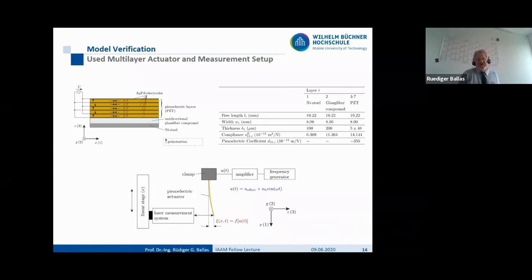Yeah, you see the measured quantity of deflection characteristics. And on the other side, you see the clamp for the actuator. And I used a frequency generator and an amplifier stage, because this actuator is working with special voltages, and so I need an amplifier stage which is driven by a frequency generator. And the driving voltage equals a special value of offset voltage, and also the driving voltage amplitude U0, and I use here cosine omega t.